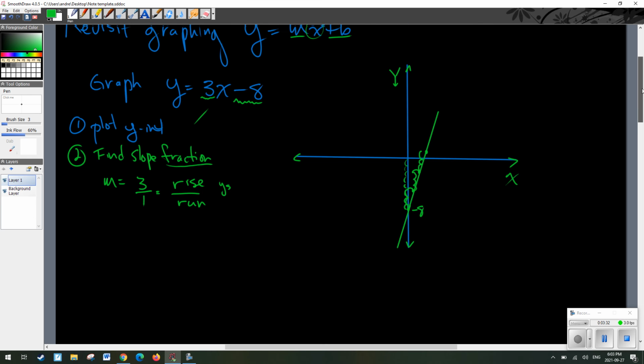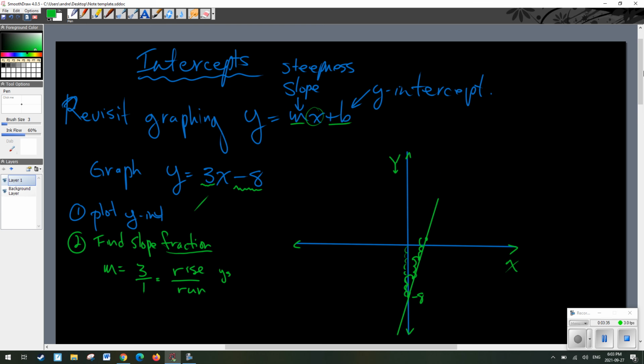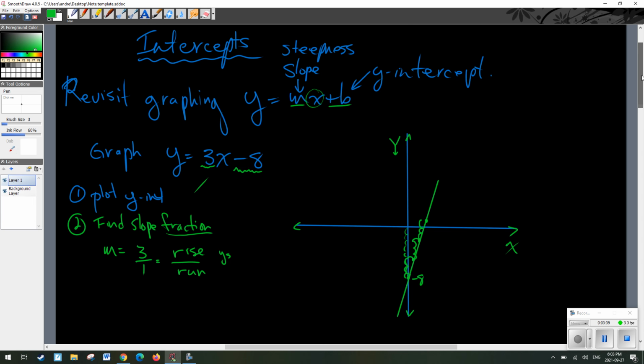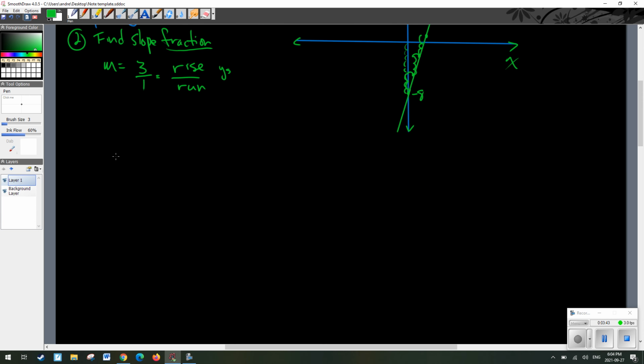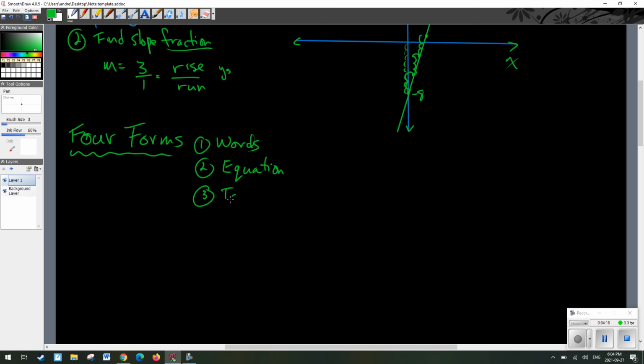But what I want to point out has to do with a table or an equation, y equals mx plus b. It's a machine that takes x values and spits out y values. When we were talking about 4 forms of a relation in the last little while, remember the 4 forms were, first off, words. Second, equation. The order didn't really matter. Third, a table of values. And fourth, a graph.